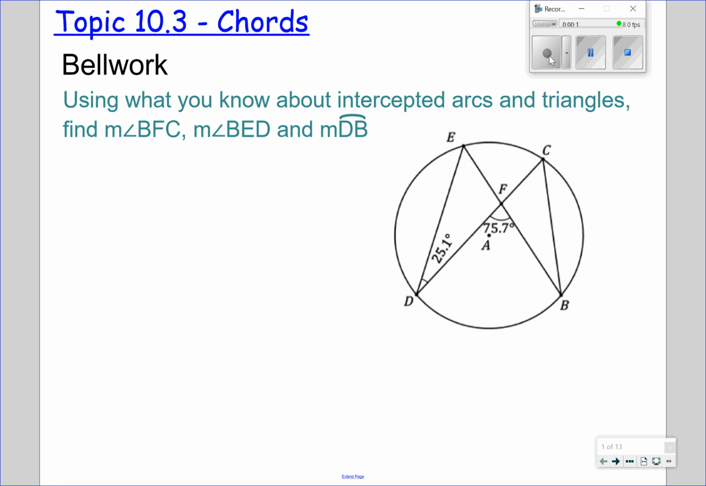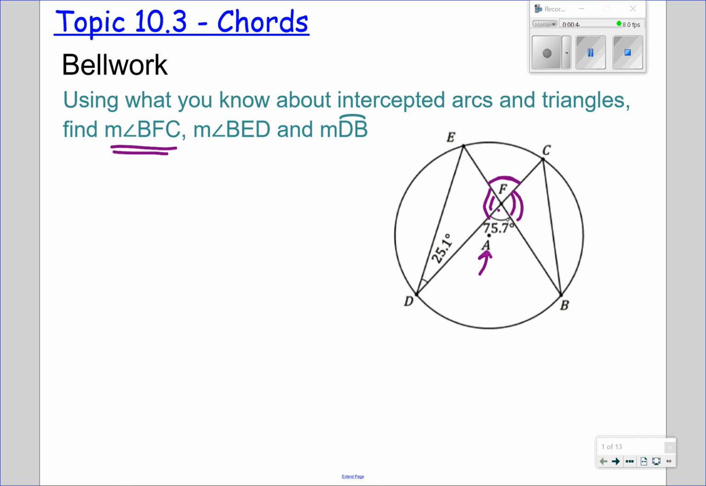Okay, so if you are looking at this, they gave you two different triangles within this circle. Notice that A is the center point and that intersection is not at A. These are not central angles. However, they are vertical angles, so we can still use that to our effect, and then this angle would be vertical with the 75.7.